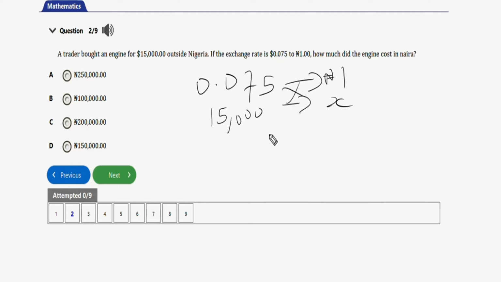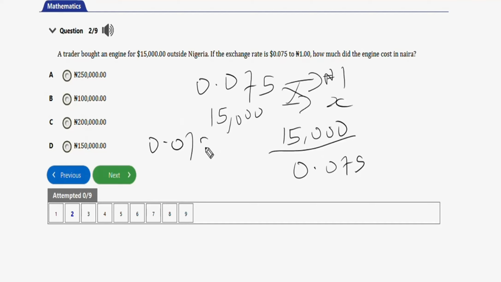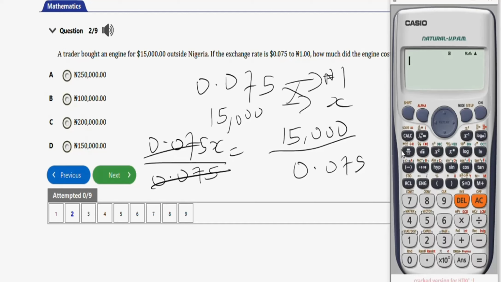We don't know it, so when you do cross multiplication, you're going to have $15,000 divided by 0.075, because basically you're going to have 0.075x, so we divide both sides by 0.075, so x equals this. So let's punch this in the calculator now to get the answer. 15,000 divided by 0.075. So we have it to be what? 200,000 naira. The right option is option C. Okay, so that's it for this question.